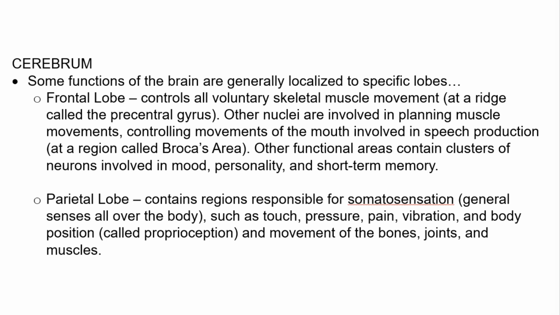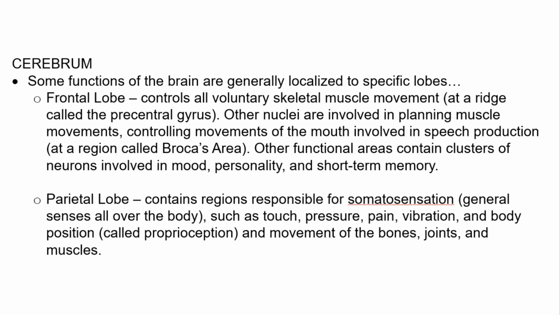The frontal lobe, located underneath the frontal bone of the skull, houses neurons that control all voluntary skeletal muscle movements. This cluster of neurons is located in a ridge of cerebral tissue called the precentral gyrus, as the term gyrus means a ridge of neurons on the brain. Other nuclei within the frontal lobe are involved in controlling movements of the mouth during speaking, specifically neurons that are found within a region called Broca's area. Other regions within the frontal lobe are involved in planning muscle movements or are involved in regulating mood, creating short-term memories, or are responsible for personality.